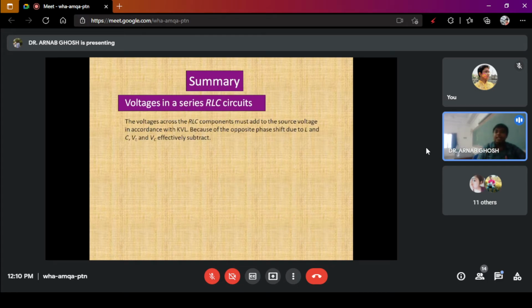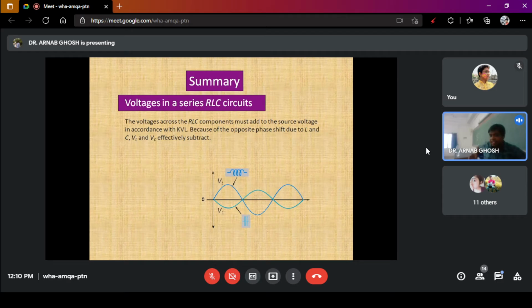So next, we talk about the voltages in the series RLC circuit. Let's say this is the inductive voltage, and this is your capacitive voltage. These are your RLC components which add up to form the source voltage. And if you follow the KVL rule, the voltage will break over the individual components of resistance.